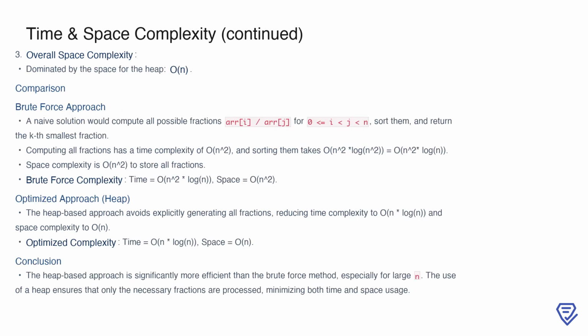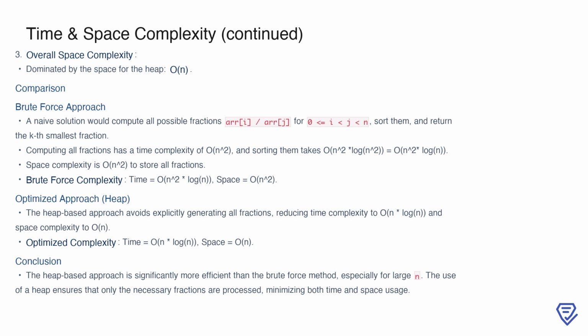Finally, let's compare this heap-based approach to the brute force method. A naive solution would compute all possible fractions arr[i]/arr[j] for 0 <= i < j < n, sort them, and return the kth smallest fraction. Generating all fractions has a time complexity of O(n^2), and sorting them adds an additional O(n^2 * log n^2), simplifying to O(n^2 * log n). The space complexity is also O(n^2), since all fractions need to be stored.